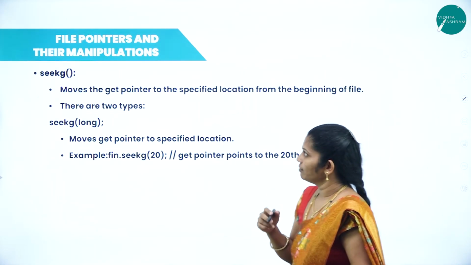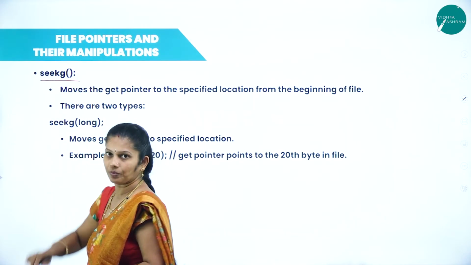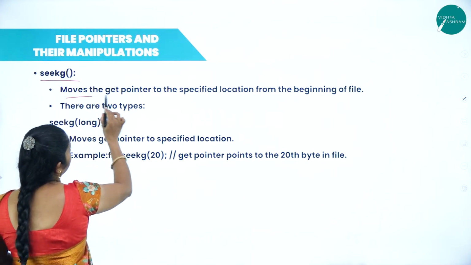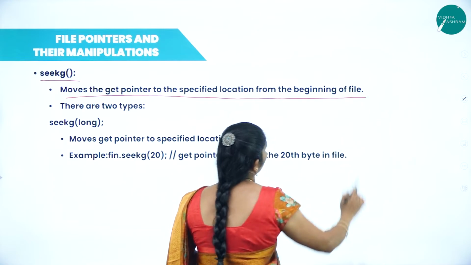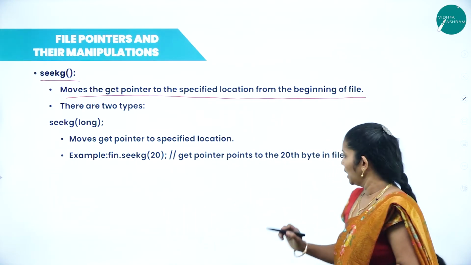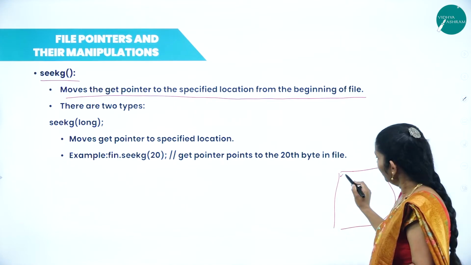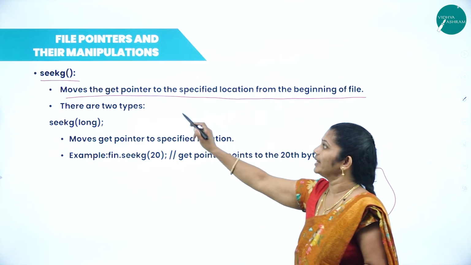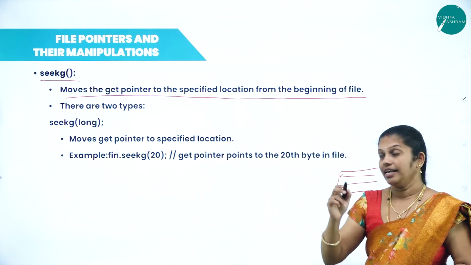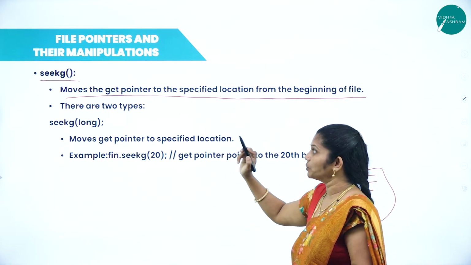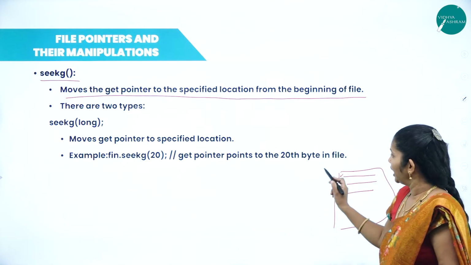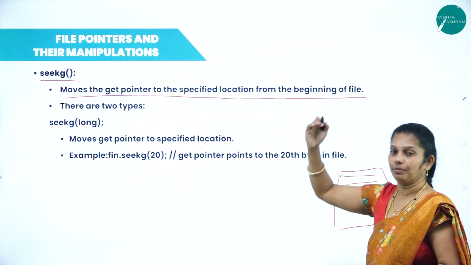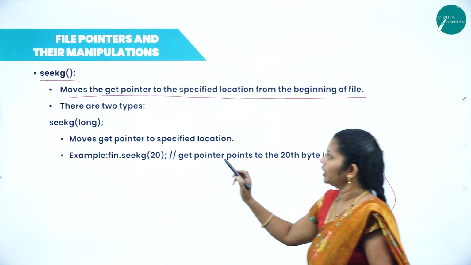Next, with file pointers, we also have seekg. What do you mean by seekg? The seekg function moves the get pointer to a specified location from the beginning of the file. Consider that the pointer is at the beginning of the file. From here, to where exactly it has to move, seekg will tell you. It moves the get pointer, that is the reading pointer, from the beginning to a specified location. There are two types under this.